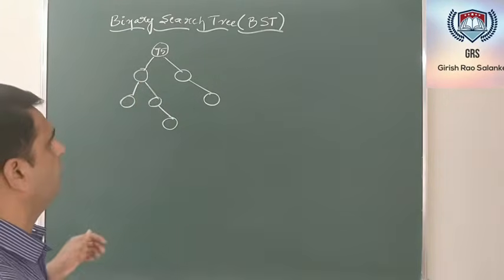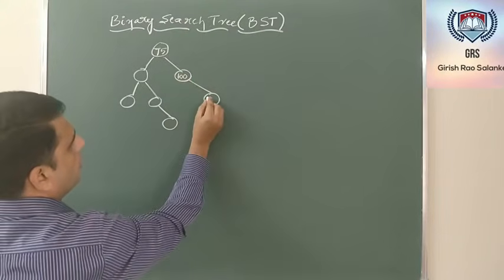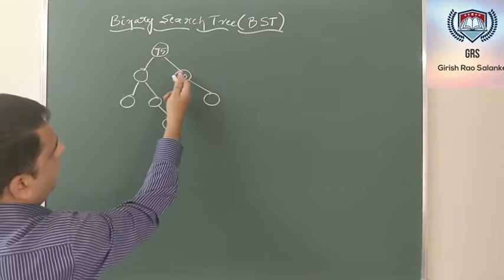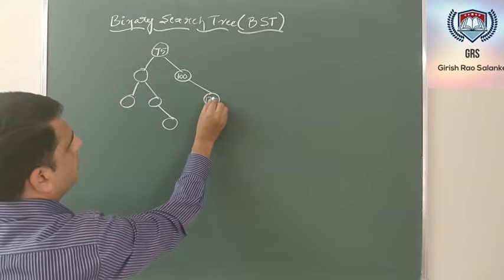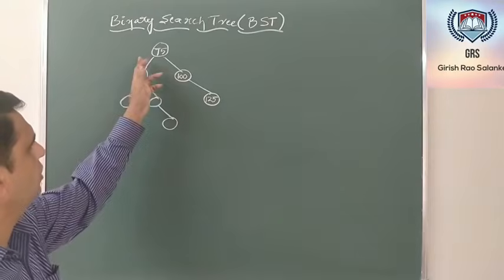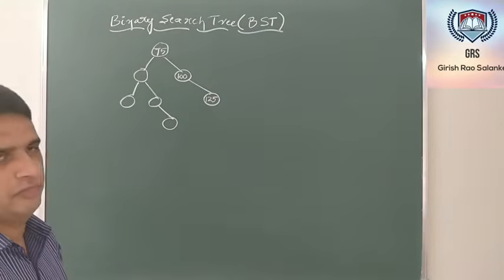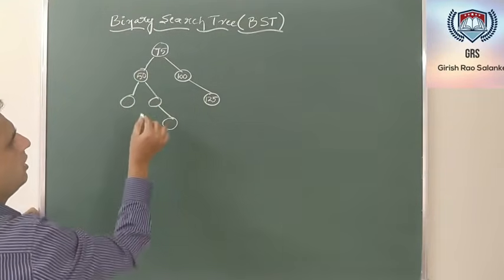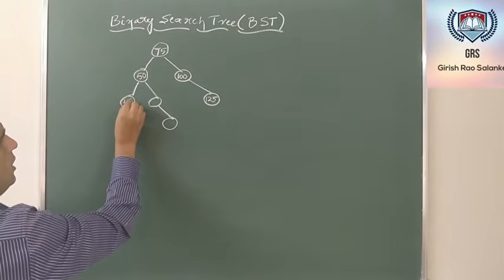In the sense, if I want to store 100, I can store 100 here. Now if I want to store 125, 125 is greater than 75 and I need to compare it with 100, it is greater than 100, so it has to be stored here. And any keys which are lesser than 75 should constitute the left subtree. Say for example, if I want to store 50, I can store 50 here. If I want to store 40, it is less than 50, so I need to store 40 here.